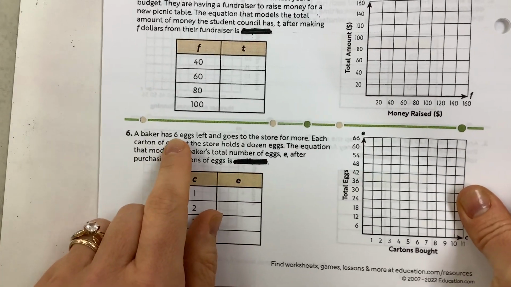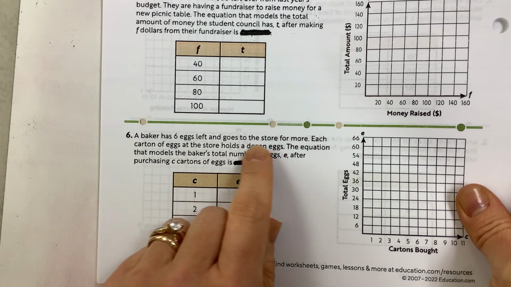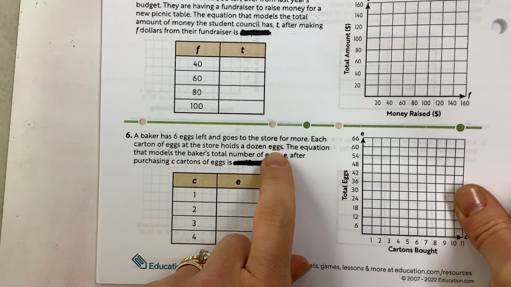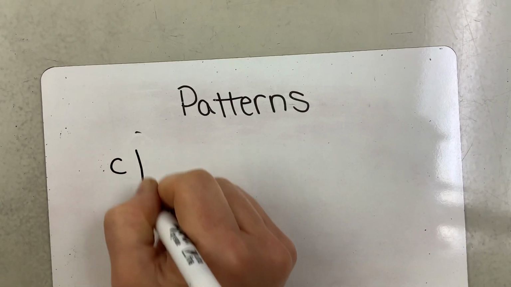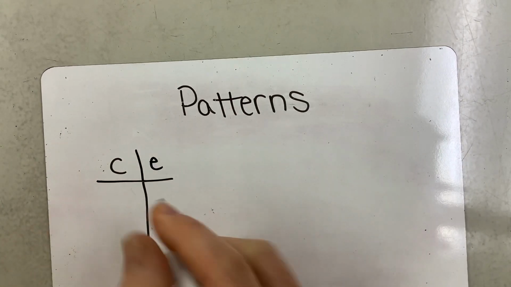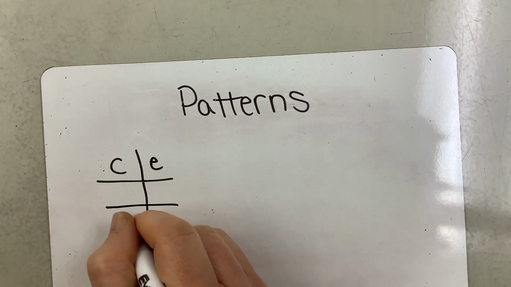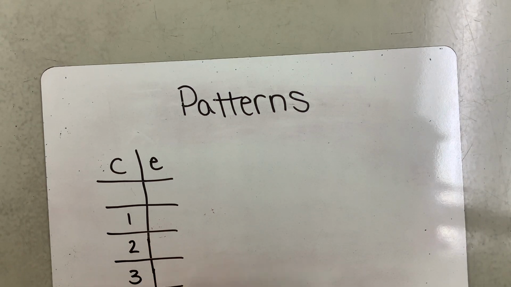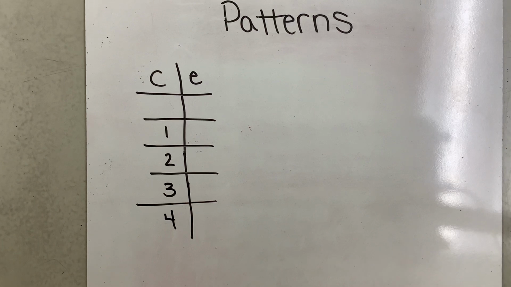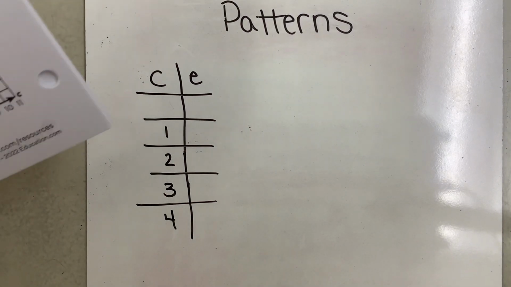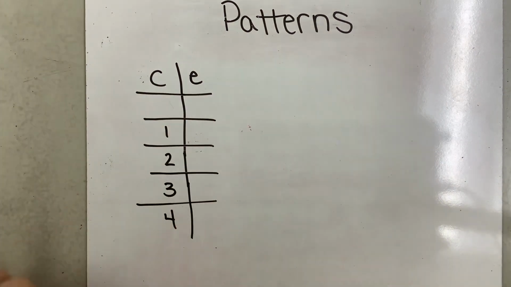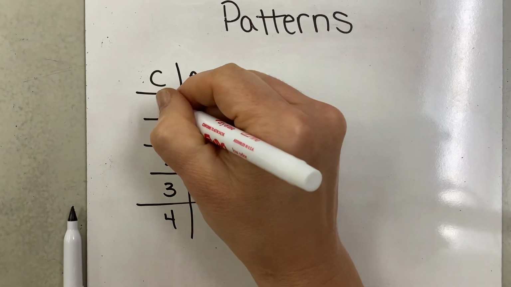a baker has 6 eggs left and goes to the store for more. Each carton of eggs at the store holds a dozen eggs, okay? So what we're given is a table, cartons and eggs. And they want to know when we have 1 carton, 2 cartons, 3 cartons, and 4 cartons. Now, it says a baker has 6 eggs left and goes to the store for more. So I'm adding this in, but when we have 0 cartons.